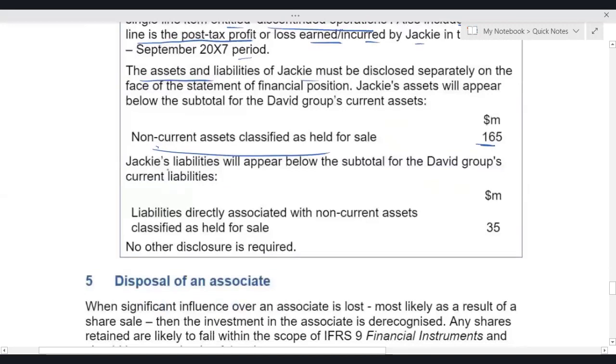On the reporting date, Jackie's liabilities will appear below the subtotal of the group's current liabilities. Liabilities directly associated with the non-current assets held for sale is 35. No other disclosure is required.